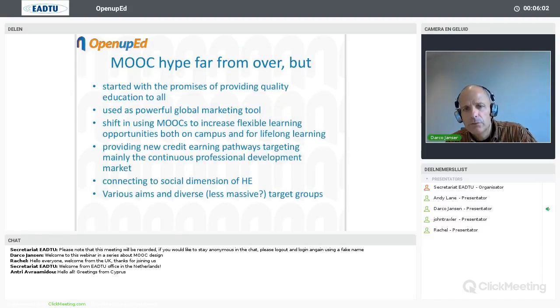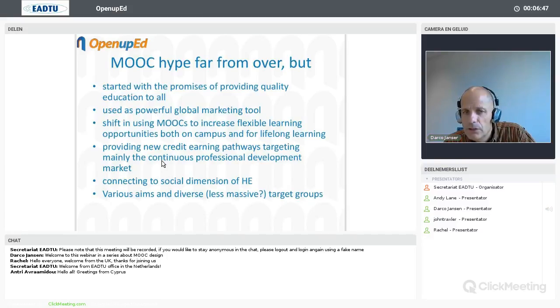If you look a little bit at the history of MOOCs, the MOOC hype is still not over, although in 2012 it was announced the year of the MOOC. In the early years it was mainly seen as the promise to provide quality education to all, and that's also related to UNESCO Development Goal number 4. But for the big universities, and we also joined the big platforms, it was also seen as a powerful global marketing tool. But gradually we saw a shift to using MOOCs and open online courses to be incorporated in flexible learning opportunities, both for regular students on campus and for adult learners in lifelong learning.